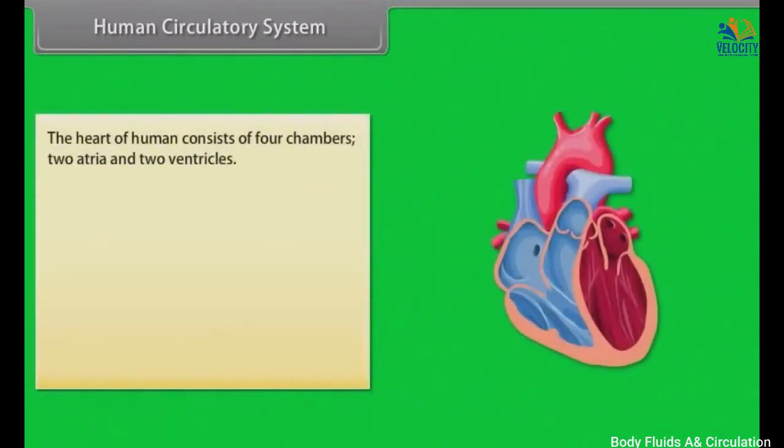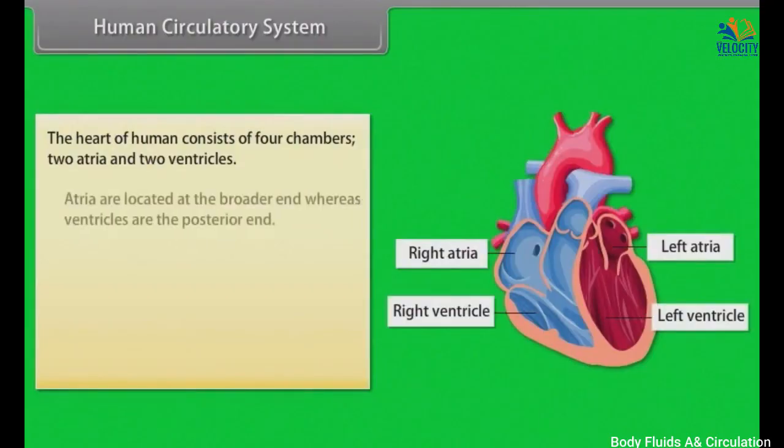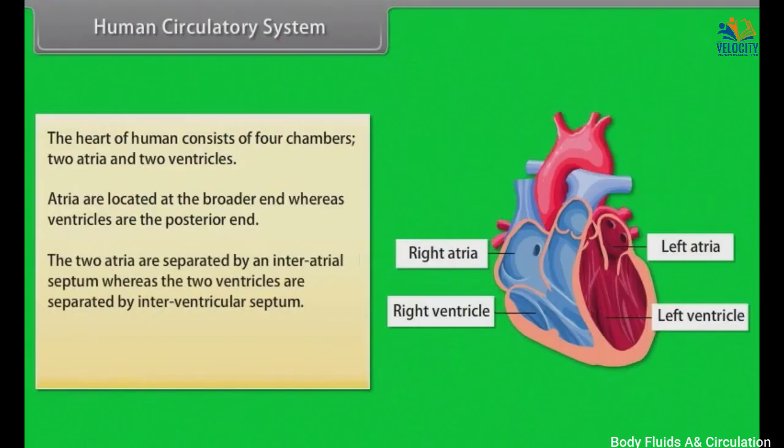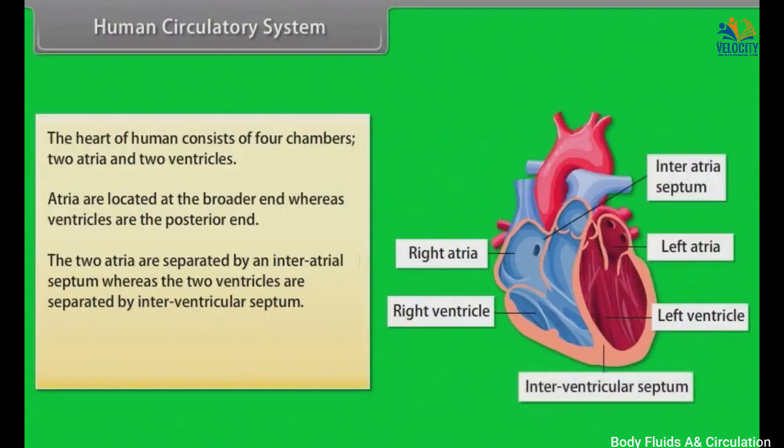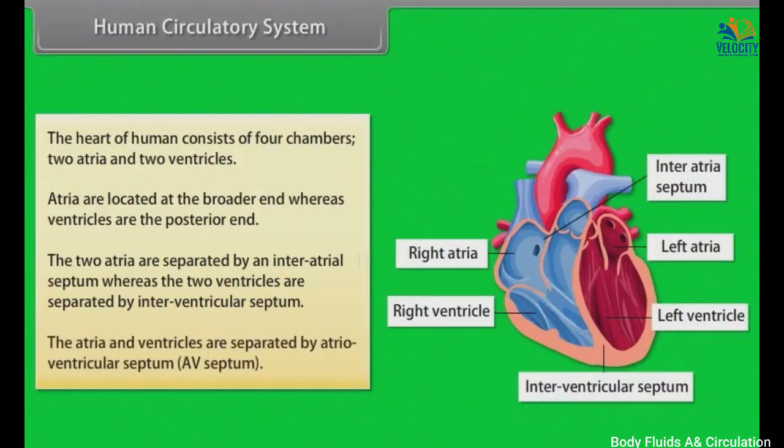The heart of humans consists of 4 chambers, 2 atria and 2 ventricles. Atria are located at the broader end, whereas ventricles are at the posterior end. The 2 atria are separated by an interatrial septum, whereas the 2 ventricles are separated by the interventricular septum. The atria and ventricles are separated by the atrioventricular septum.